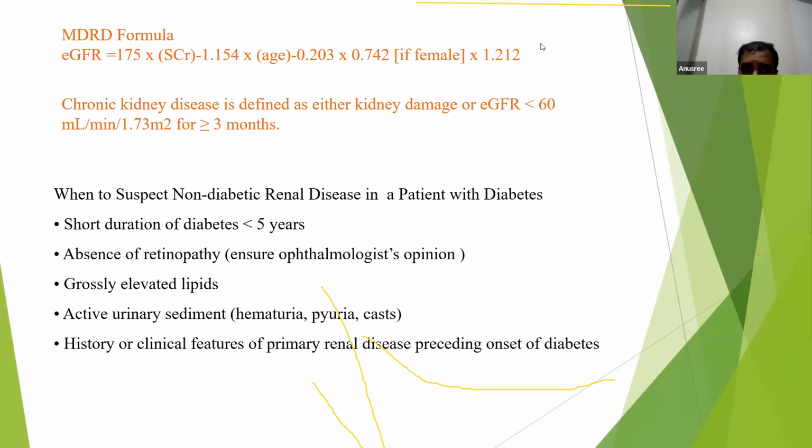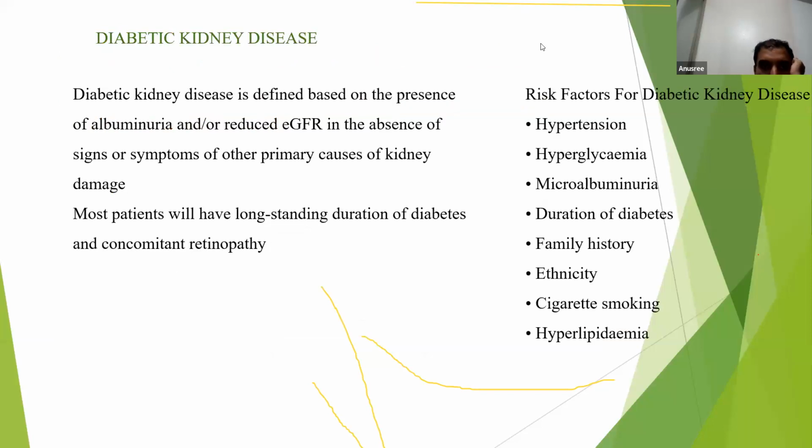primary renal disease. So we can have one formula, the MDRD formula, for EGFR calculation, but it is not at all required nowadays because we have our phones which will give the values if you put in the creatinine value. But we can go through it and note it, because it may sometimes be helpful. And there is a definition for chronic kidney disease. When the EGFR value is less than 60 ml per minute per 1.73 meter square for more than 3 months, it is defined as CKD. So diabetic kidney disease is either albuminuria or reduced EGFR with a history of long duration of diabetes without primary renal disease.